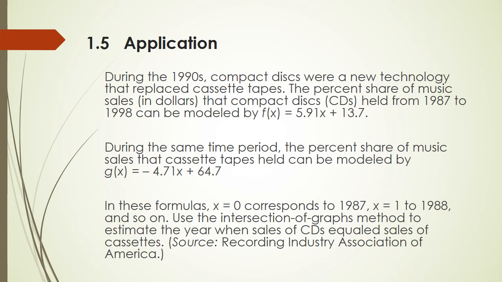Now you can see that this is actually going down. It has a negative number in front of the x, so the slope is going down. In these formulas, x equals 0 corresponds to 1987, x equals 1 to 1988, and so on. Use the intersection of graphs method to estimate the year when the sales of CDs equaled the sales of cassettes. Pause the recording, give this a try on your calculator, then resume the recording to check your answer.